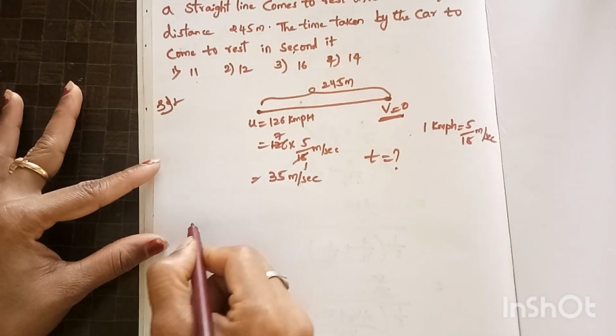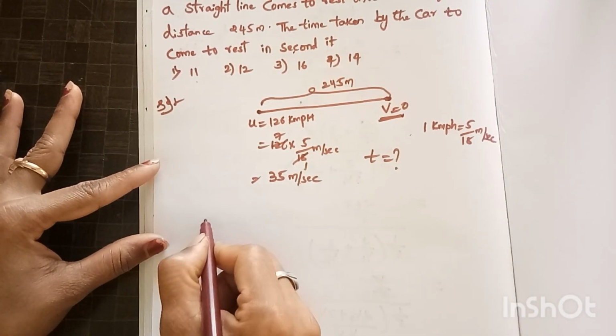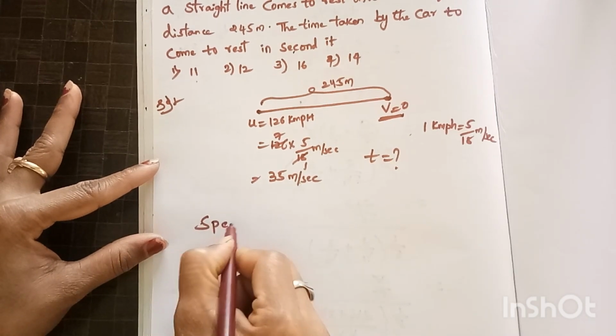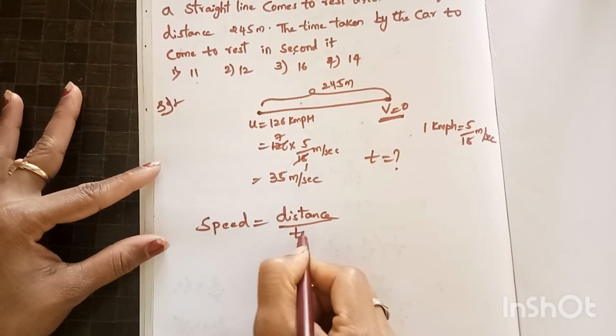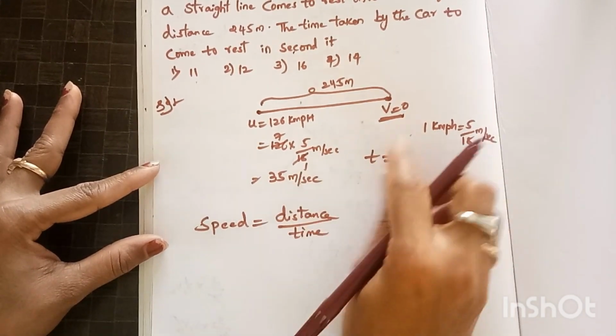So we know that speed is equal to distance by time. So here we have two speeds.